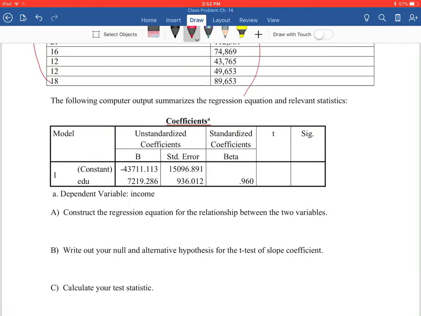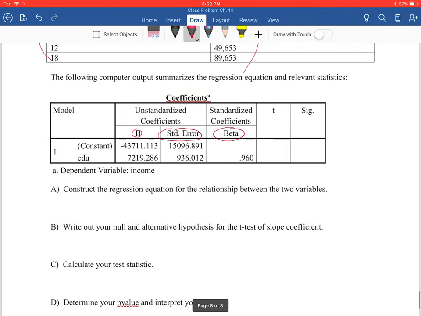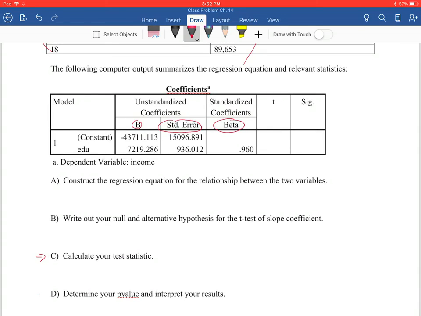But what I am giving you is the computer output that summarizes. So if you did an SPSS output, or you can even do it in Excel, the table looks a little different, but gives you the same information. You'll get this table here. And this table gives you your B, and then your standard error and your beta. The table left your t-value blank because you're calculating your t-statistic in part C, and it left the significance level blank because that's what you're calculating in part D here. But first I want you to construct a regression equation for the relationship of the two variables.